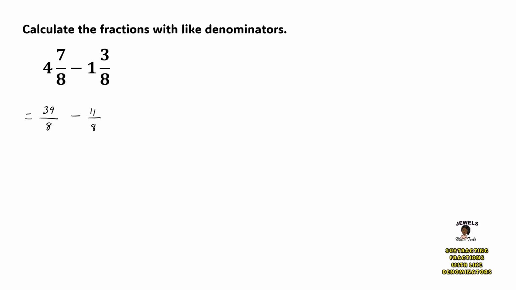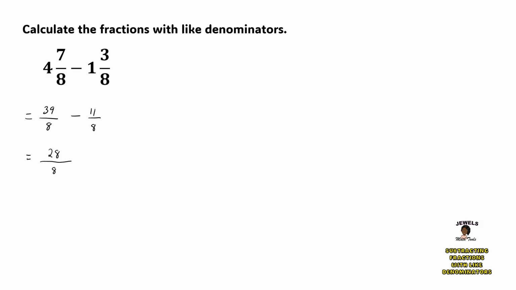So now that our fractions are in their improper fraction form, remember that with fractions, when we're subtracting or adding, once the denominator is the same, we're going to keep that denominator and just subtract our numerators. So 39 minus 11 will equal 28.